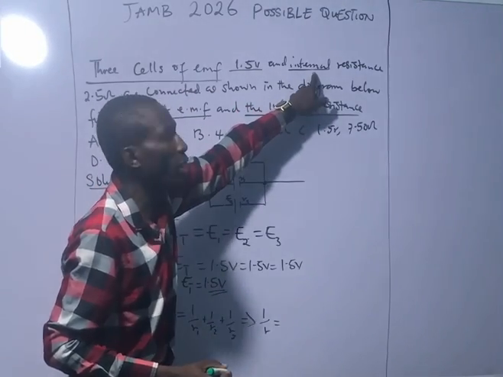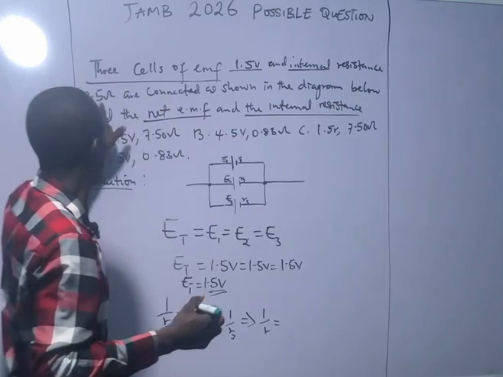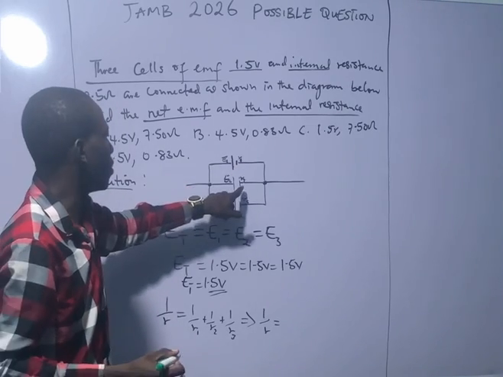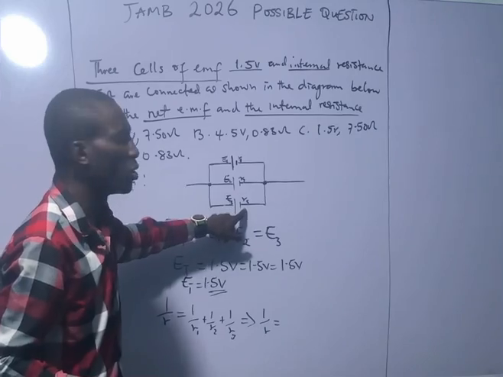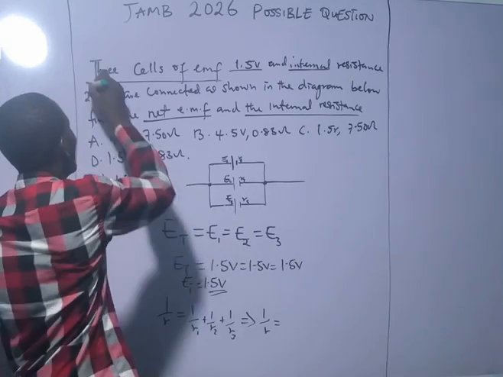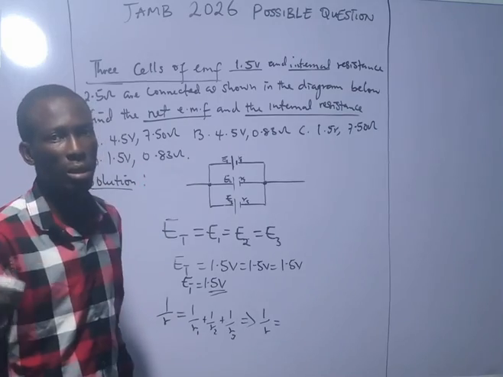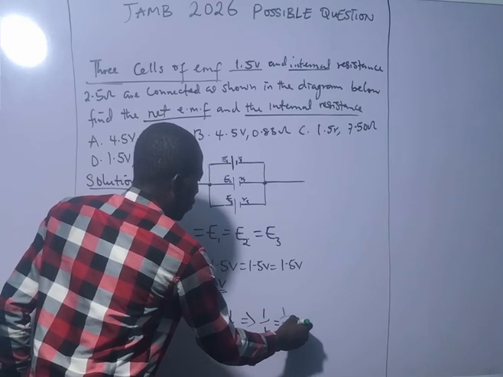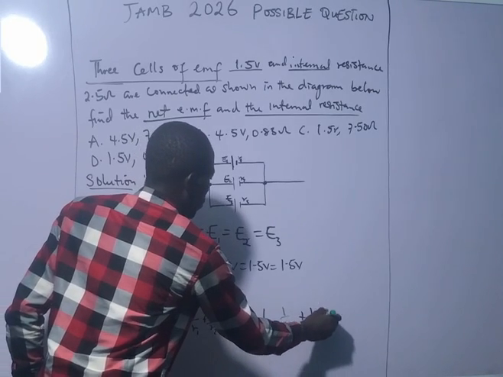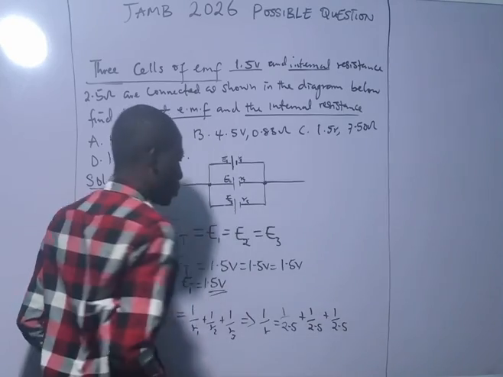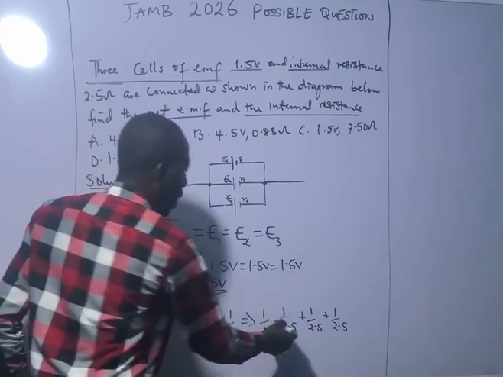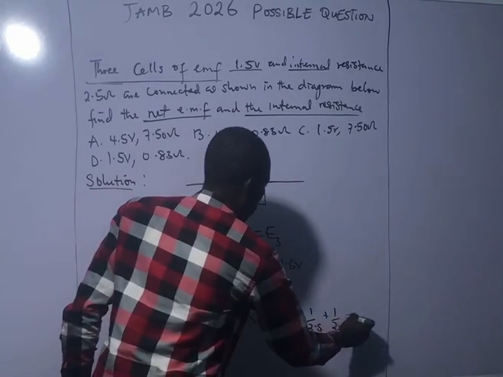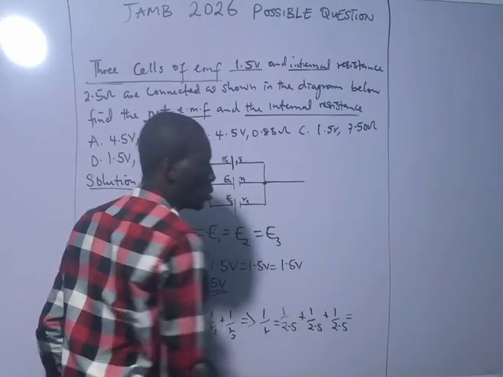Another value is for the internal resistance, which appears in 3 places, and is 2.5 ohm. Since it appears in 3 places, we're going to have 1 over 2.5 plus 1 over 2.5 plus 1 over 2.5. So what are we going to do now? Since they have a common denominator, I'll sum up the numerators: 1 plus 1 plus 1 gives me 3.